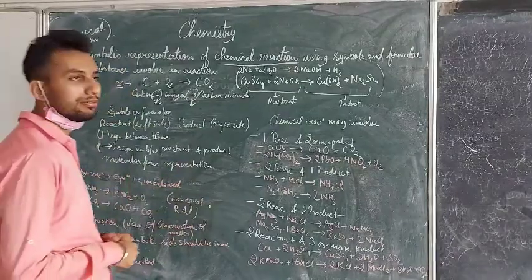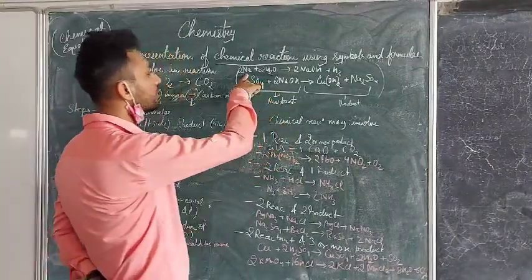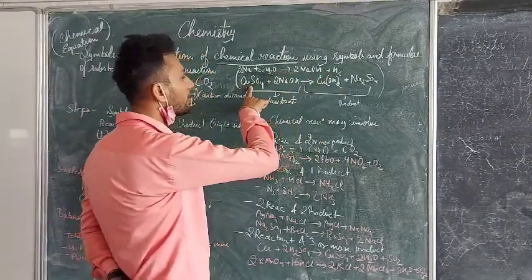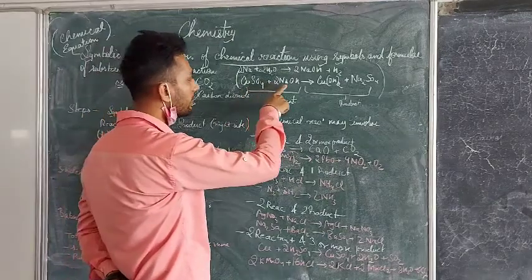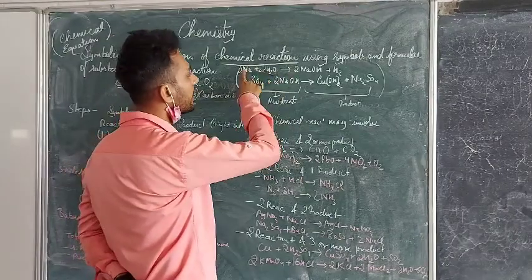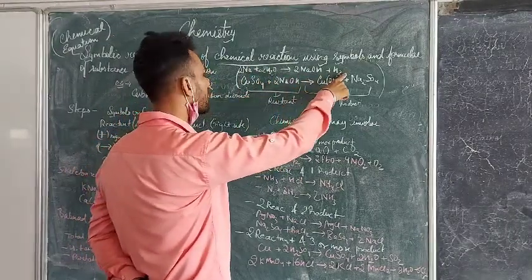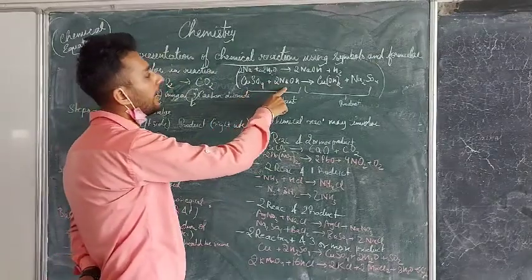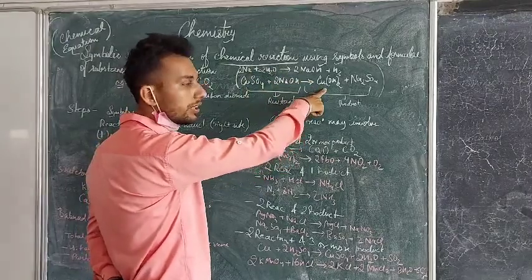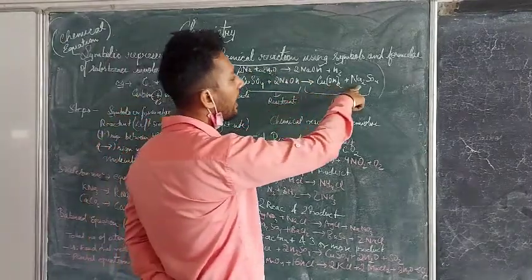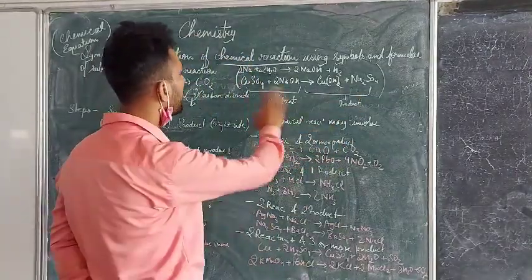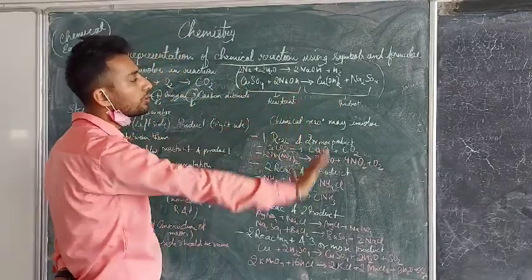Now coming to the further examples, here we have taken sodium, water, sodium hydroxide and H2. Similarly, copper sulfate and sodium hydroxide. Here we have taken sodium metal and water. It reacts to form sodium hydroxide and hydrogen. Here we have taken copper sulfate and sodium hydroxide, which after reacting will form copper hydroxide, and here it will form sodium sulfate, Na2SO4.